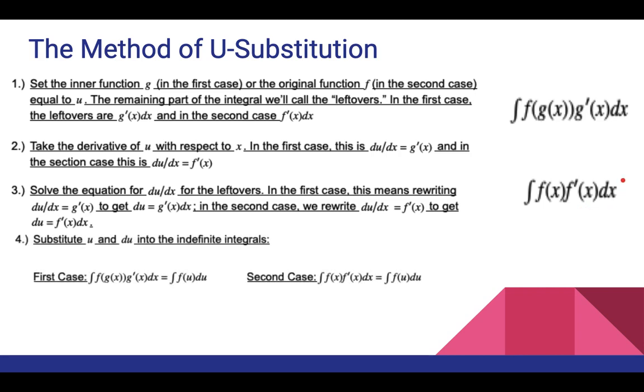Okay? So now we can substitute u and du into our integrals, okay? As a result, the integral of f of g of x times g prime of x dx is going to be equal to the integral of f of u du, okay? So g gets replaced with u, and then g prime of x dx gets replaced with du, okay? Again, this is the big step right here in step 2 and step 3. We take the derivative of u with respect to x, and then we solve for our leftovers with the equation that we get, okay? And then in our second case, f of x, f prime of x dx is going to become f of u du.